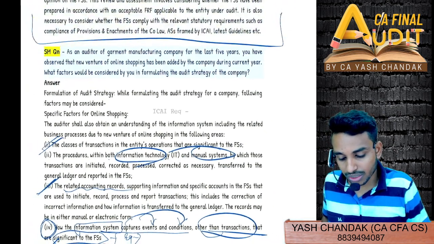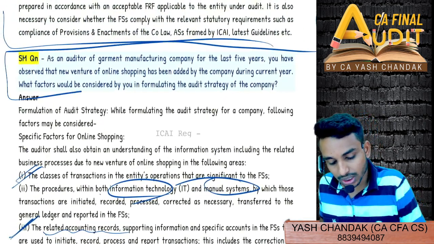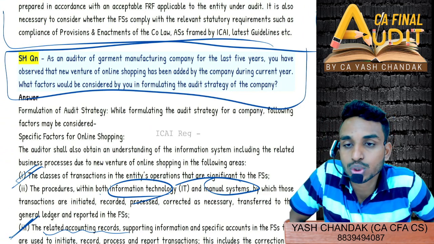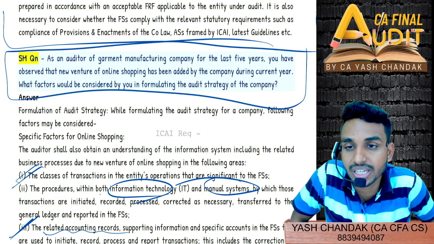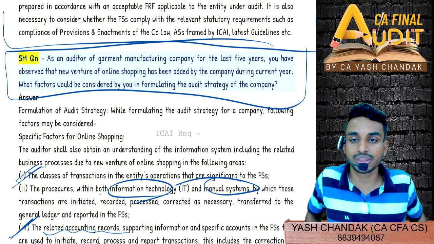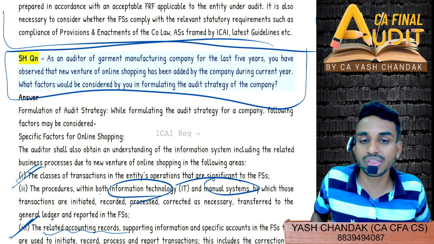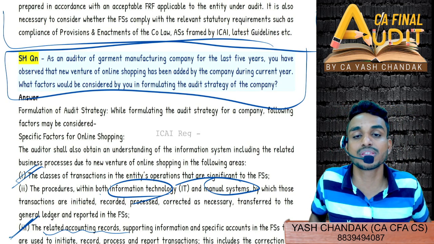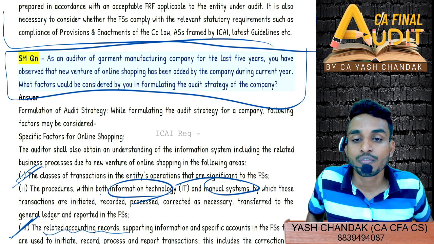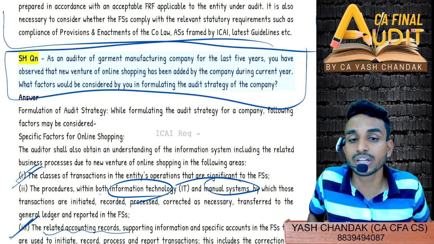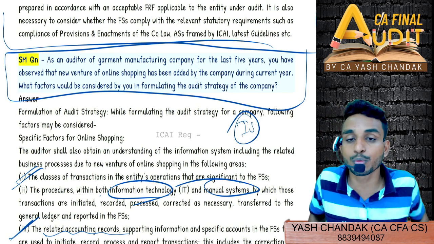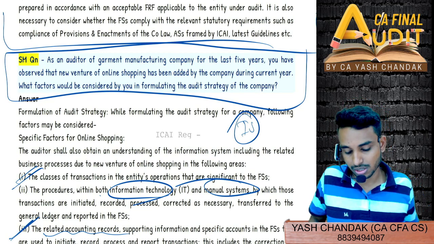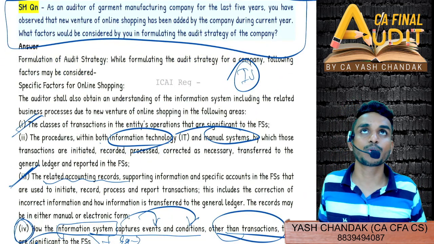So all these points we have covered: class of transaction, procedure, both IT or manual system, and related accounting records. So what's the question? Go through the question, and also go through SA 315 where this specific answer was mentioned. Just try to write in both the processes. If they ask this, this is the answer, and if they ask that, it is also the same answer. There the question was what are the procedures and records that have to be maintained for the information system. Information system being one of the components of internal control, what is the procedure or record that has to be maintained for us to check whether the information system is carrying out properly or not.